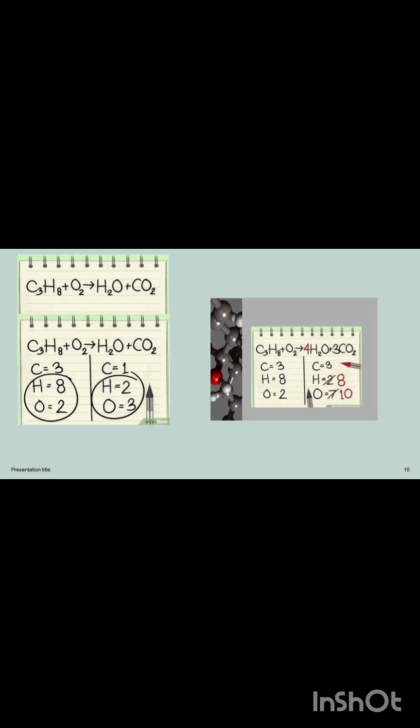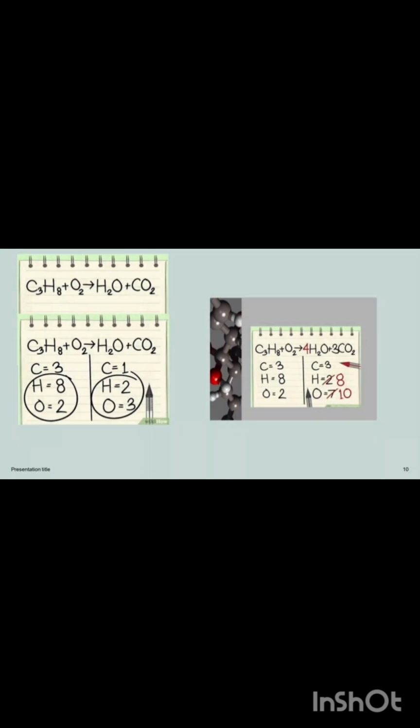To balance it, first we will balance each element one by one. Here you see H is there, so we will balance H first. How can we balance? In the reactant we have H8, meaning 8 moles of hydrogen, but in the product we have 2 moles of hydrogen. So we will add a coefficient 4 here, because 4 2s are how much? 8. So now H is balanced: 8 in the reactants and 8 in the products.